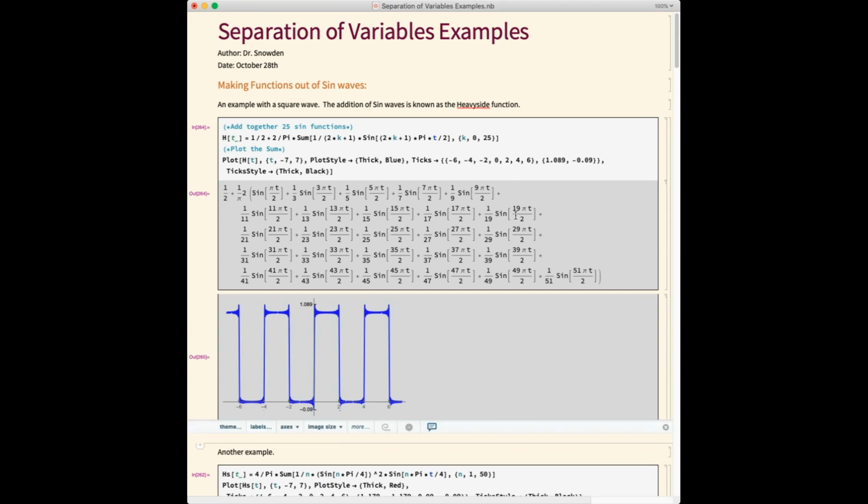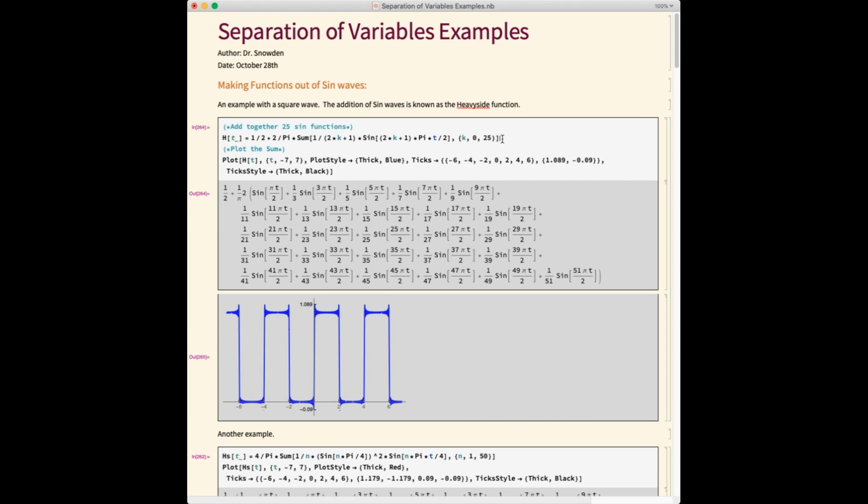We've added together 25 sine waves, and the particular sequence, or what these terms look like, is specific to making a square wave like this. This is called the Heaviside function. So you just can't add together any particular set of sine waves, but this set of sine waves makes a square wave. That's 25 terms, and you can see what the square wave ends up looking like.